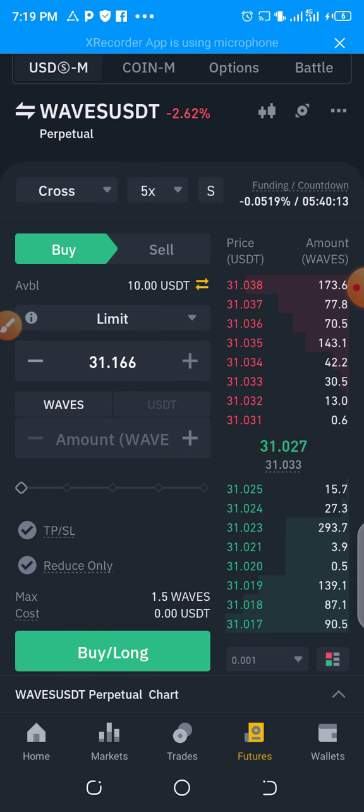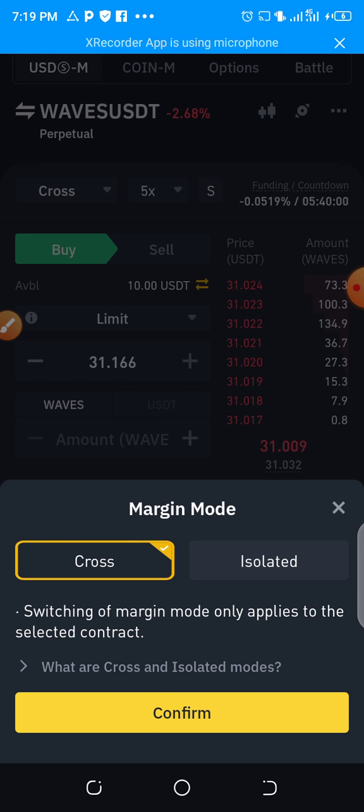One thing you need to take note of in futures trade is the margin being used. We have two types of margin in futures trade. At the top here, you see cross. Click on it. You see two types of margin here: cross margin and isolated margin.